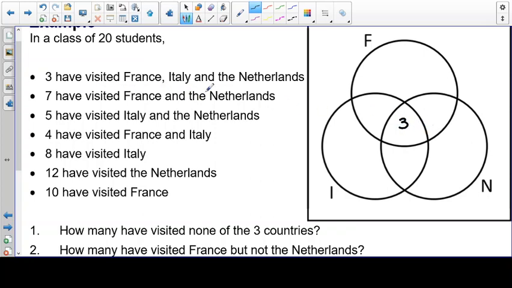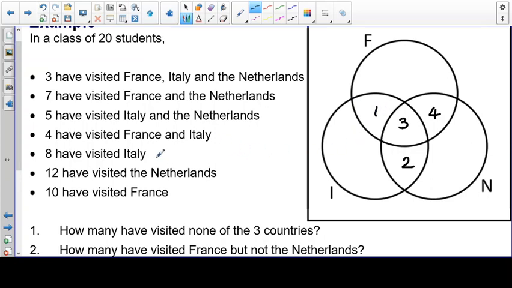7 have visited France and the Netherlands, so France and the Netherlands is this overlap here. So including that 3, that must be a 4 there to make up to 7. 5 have visited Italy and the Netherlands, so that has got to add up to 5. 4 have visited France and Italy, that's got to add up to 4, so that must be a 1.